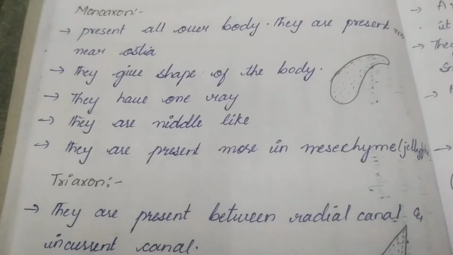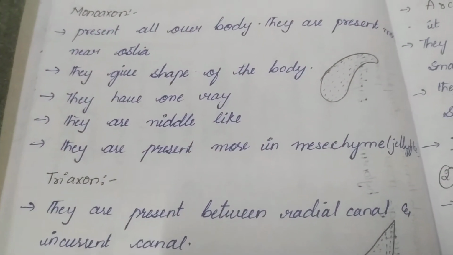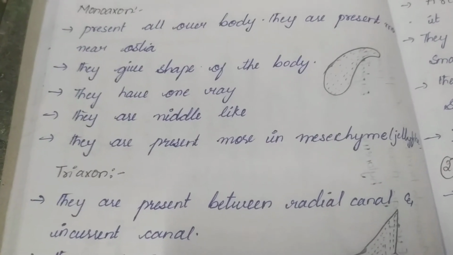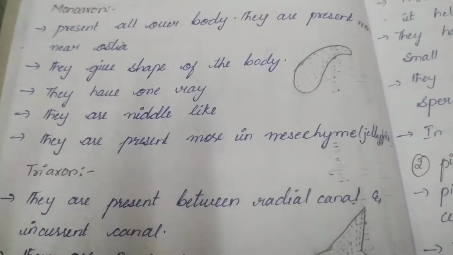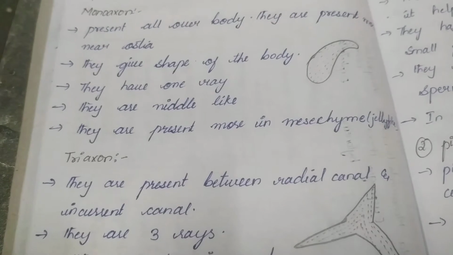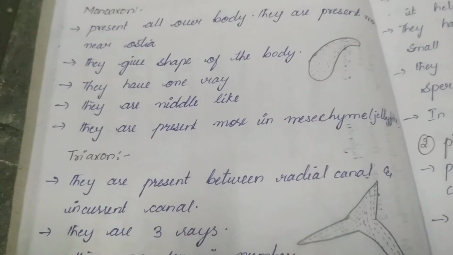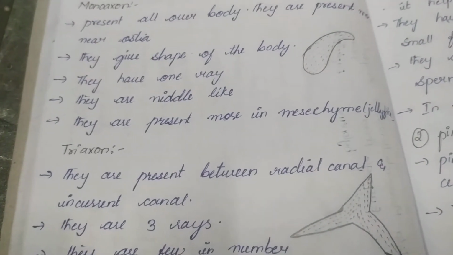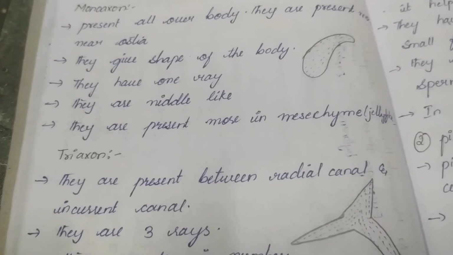They give shape to the body. Of course, they will give the shape of the body. And they have one ray. Of course, mono means one only, right? And they are needle-like. Just now we have seen the structure, right? Needle-like structure they have. They are present more in mesenchyma, okay? Near the ostia and mesenchyma.